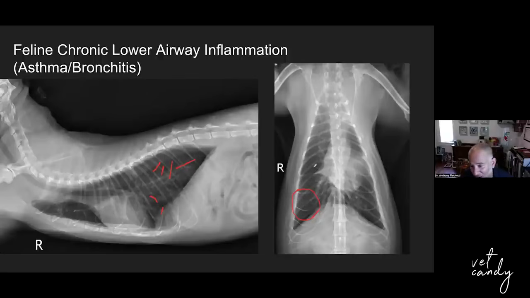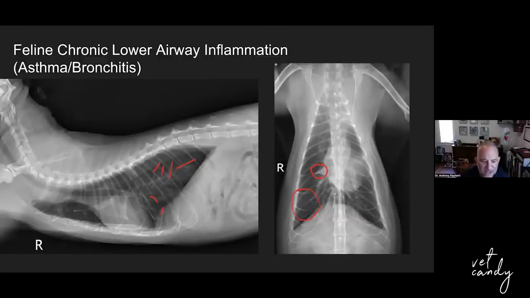And I will say the right middle lung lobe, which is right here in this guy, is totally collapsed. It's just a triangular bit of nothing. And collapse of the right middle lung lobe is very common in cases of feline asthma or bronchitis. So keep that in mind. I could see that potentially being a board exam question because it's so common for the right middle lung lobe to collapse in cases of feline asthma.